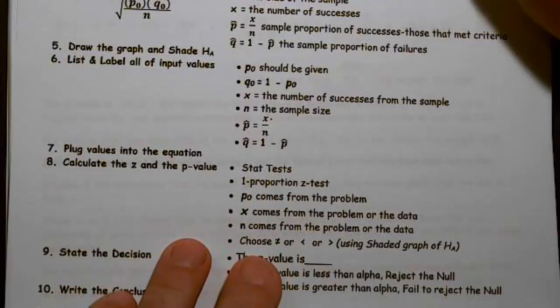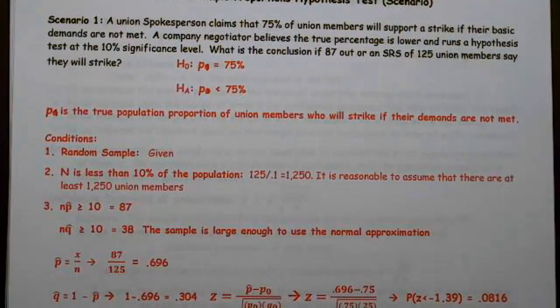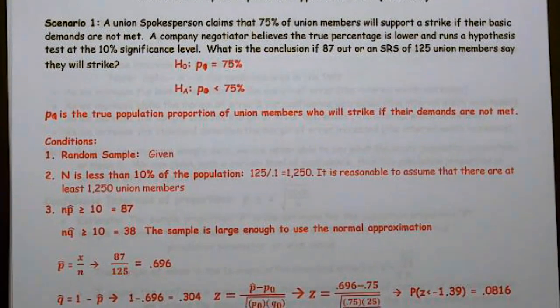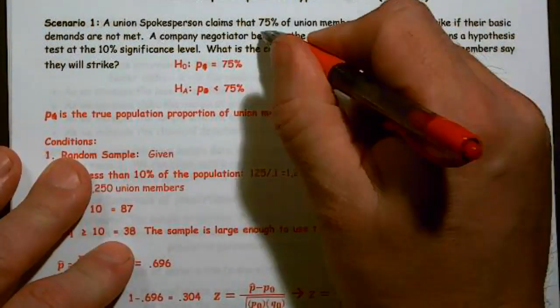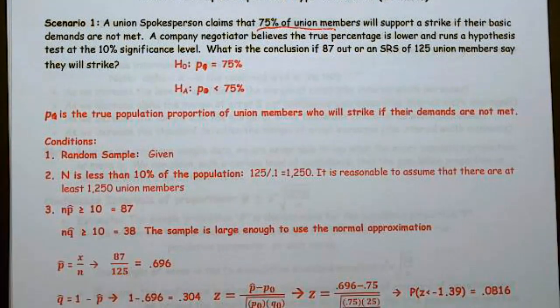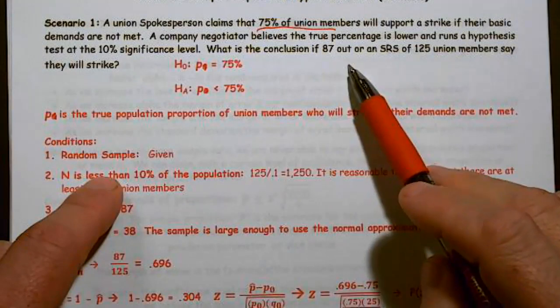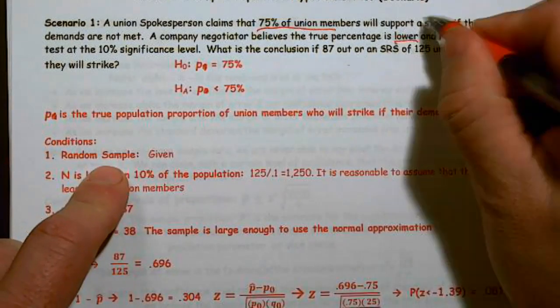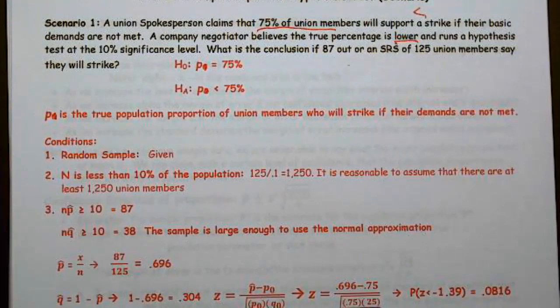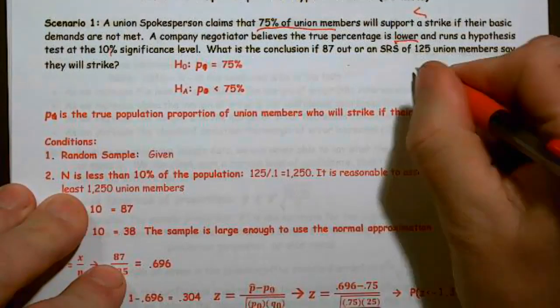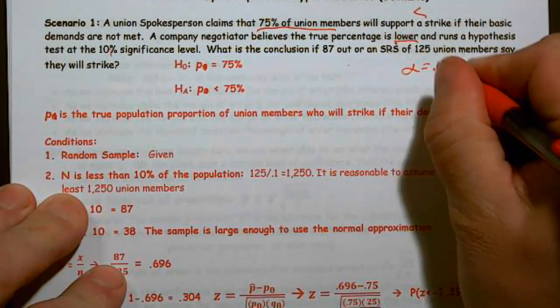So we're going to go ahead and look at a scenario. A union spokesman claims that 75% of union members will support a strike. Well, this is the claim. So because this is the claim, we will believe it initially, and then we'll try to gather evidence to see if it's in fact false. A company negotiator believes the true percentage is lower. All right, this kind of gives me the inequality symbol of lower, and runs a hypothesis test at 10% significance level. So they're telling us this time that alpha, instead of being 0.05, is 0.10.